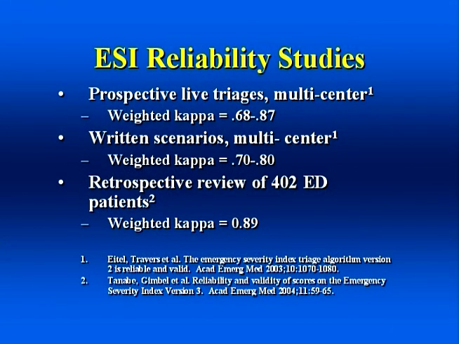Original work by Dr. Wurz investigated the inter- and intra-rater reliability of written scenarios. Weighted kappa scores range between 0.68 and 0.87 among a group of nurses. We conducted our own evaluation of inter-rater reliability at Northwestern by retrospectively reviewing 402 actual patient triages at our facility that was not an original research site. We reported a weighted kappa of 0.89. As we mentioned, more data is available, and most studies have been published in the journal Academic Emergency Medicine.